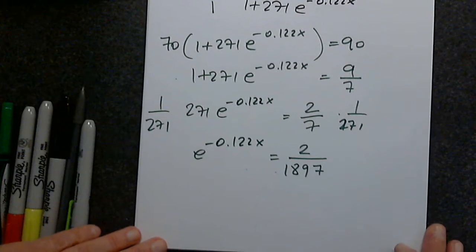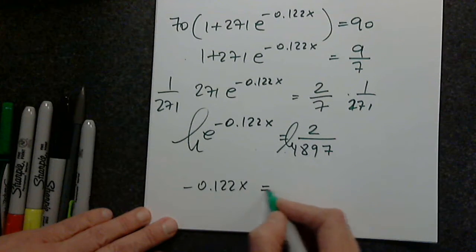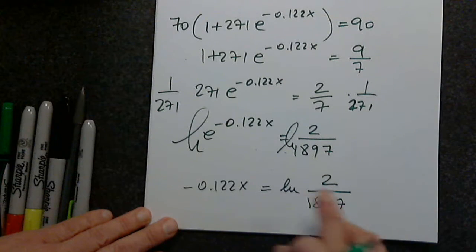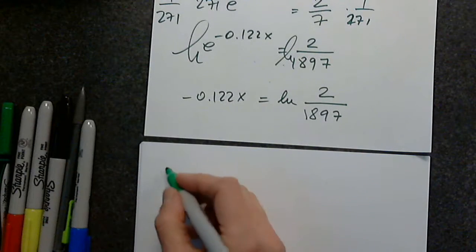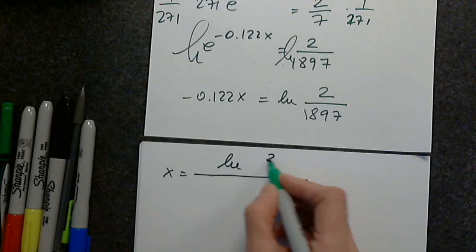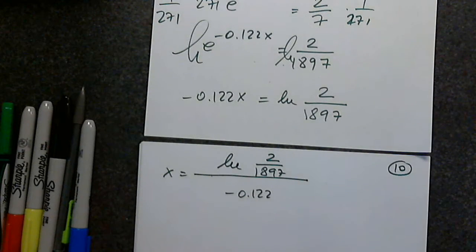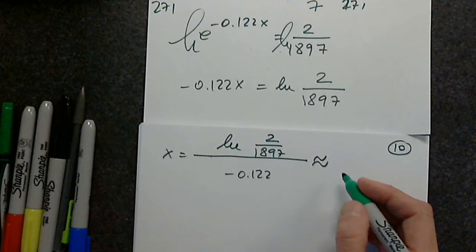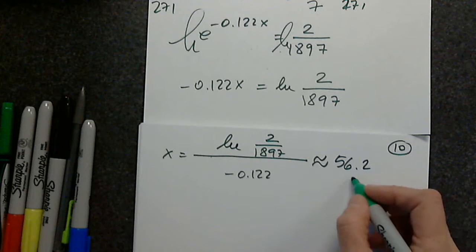It's completely cleaned up. Apply natural log to both sides. So negative 0.122x equals natural log 2 over 1897. I omitted to write natural log e because natural log e is 1. Perfect. And then the final step would be x equals natural log 2 over 1897 divided by negative 0.122. And if this is okay, how much did we get? 56.2. That's the age group.